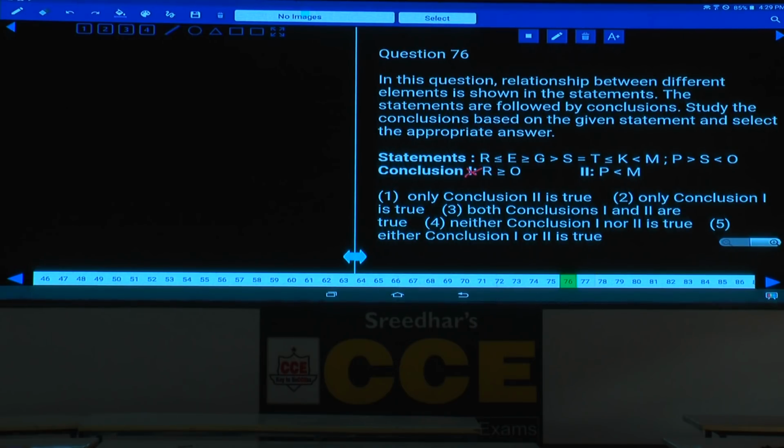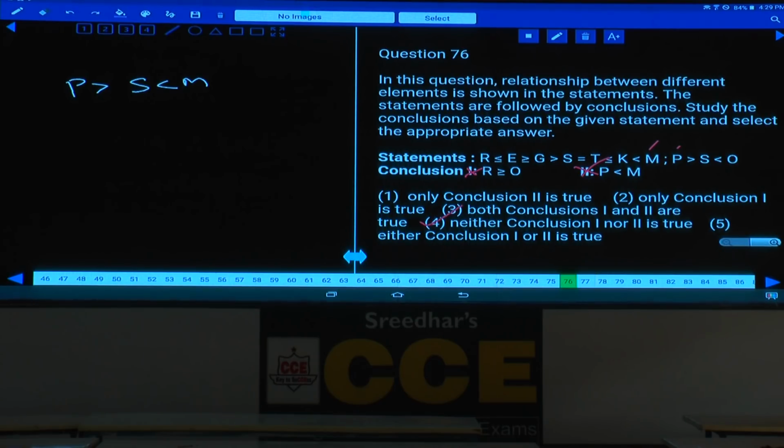Then coming to the second one, what is the second one here? P and M. M is here and P is here. The letter which is common between these two is? S is common, isn't it? Now S lesser than M and P greater than S. P greater than S, S lesser than M, two opposite symbols, no relation. Hence, neither one nor two, that is choice 4.